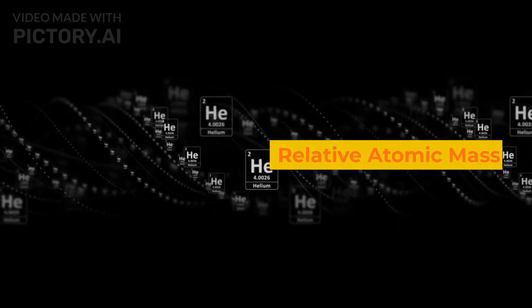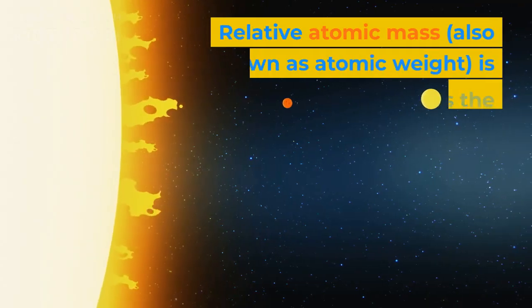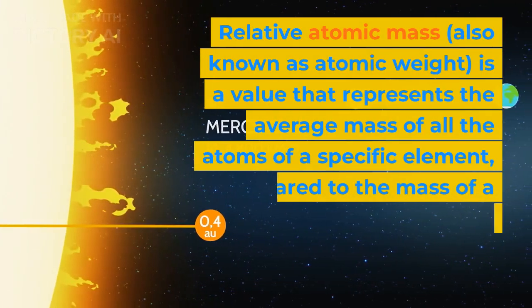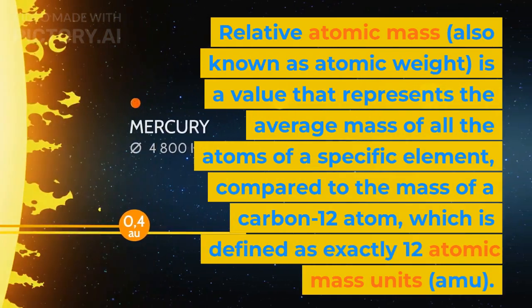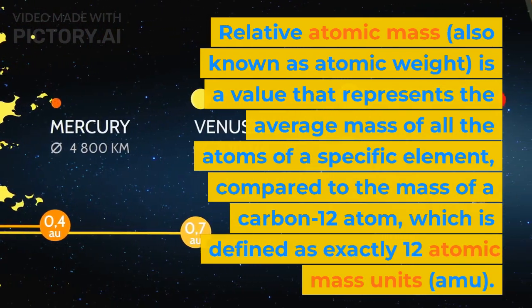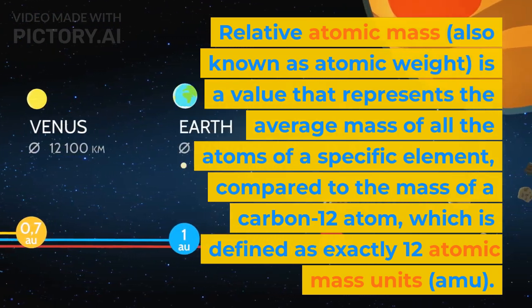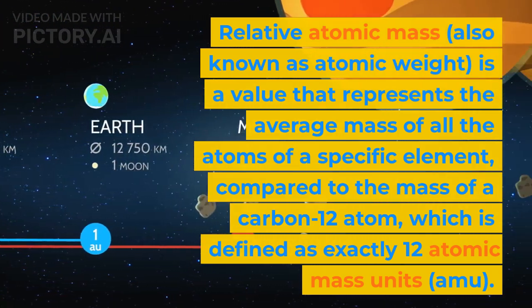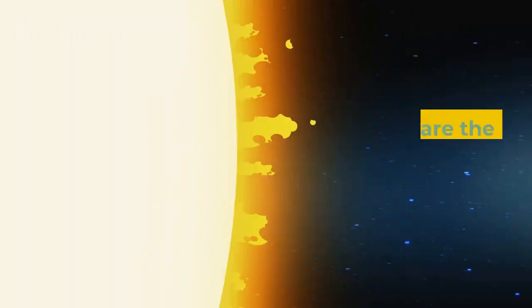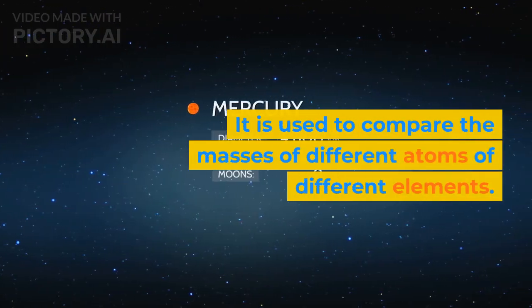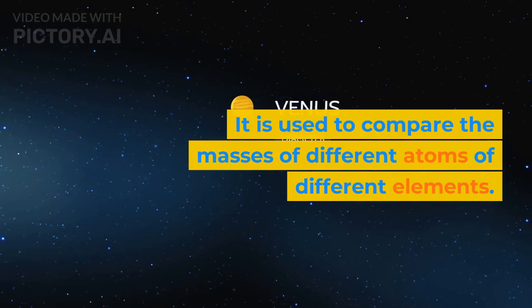Relative atomic mass. Relative atomic mass, also known as atomic weight, is a value that represents the average mass of all the atoms of a specific element, compared to the mass of a carbon-12 atom, which is defined as exactly 12 atomic mass units, AMU. It is used to compare the masses of different atoms of different elements.